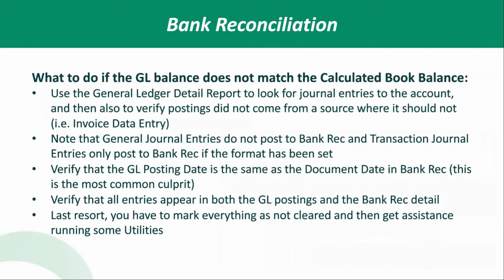All right, so moving along, what do we do when they don't match? Some of the things we just talked about. Use your general ledger detail report to look for journal entries, because if you're posting to bank rec, you should not have journal entries. You have to post from something that's integrated to the bank rec, and make sure that somebody didn't put in that account somewhere where they shouldn't have. So, you shouldn't use the cash account on invoice data entry.